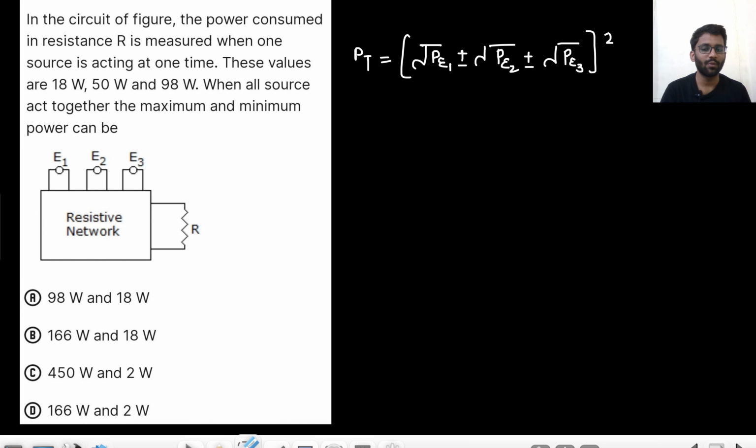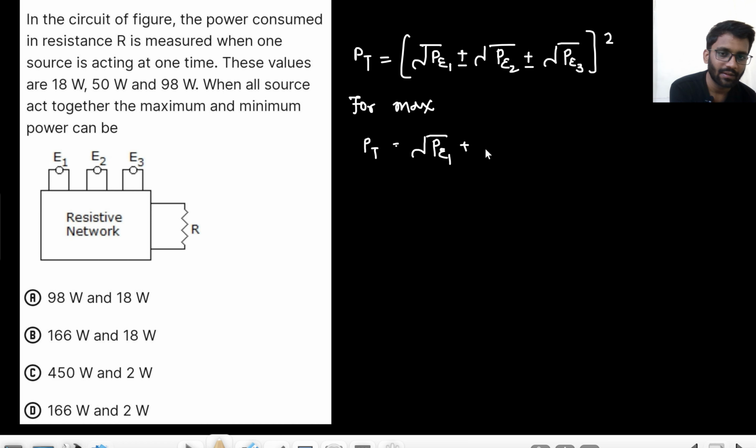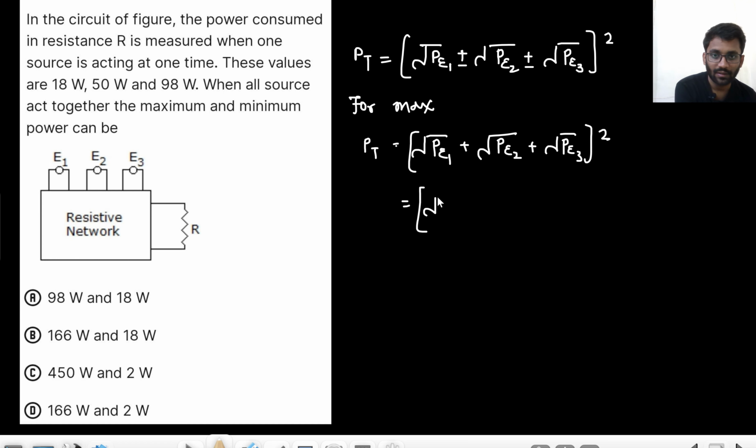Now they are asking maximum and minimum value. So for maximum, what will be the case? Tell me. All will be added, right? This will be the case for maximum. So what will happen? Root 18 plus root 50 plus root 98, whole square. What you can write it as, that is 3 root 2, right?